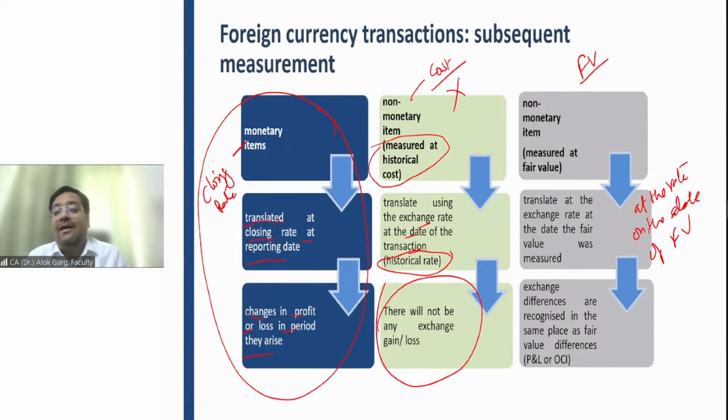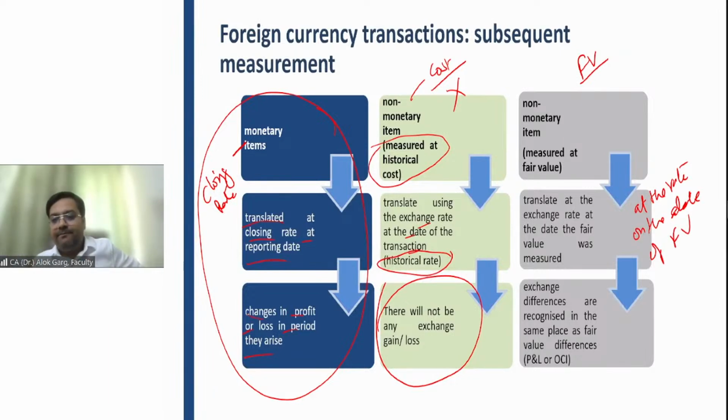Now sir, if we are doing the restatement or translation on the basis of the exchange rate on the date of fair value, of course there will be some exchange difference. So where will the exchange difference go? The standard says that the exchange difference will go at the same place where the actual fair valuation change will go.